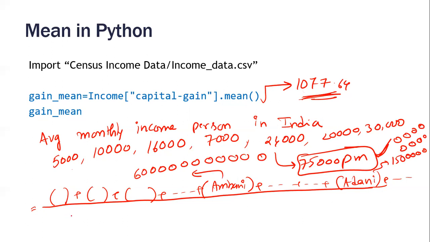Now in the denominator, I'll be counted as 1, you will be counted as 1, everyone will be counted as 1, 1, 1. Ambani, will he be counted as 1 or will he be counted as 1,000 because he is earning more, while you are calculating the mean? 1. No matter how much he earns, he'll be counted as 1 only. Adani will be counted as 1 only. In the numerator, we are adding a huge lump sum amount. In the denominator, we are not changing anything, 1 only counted.